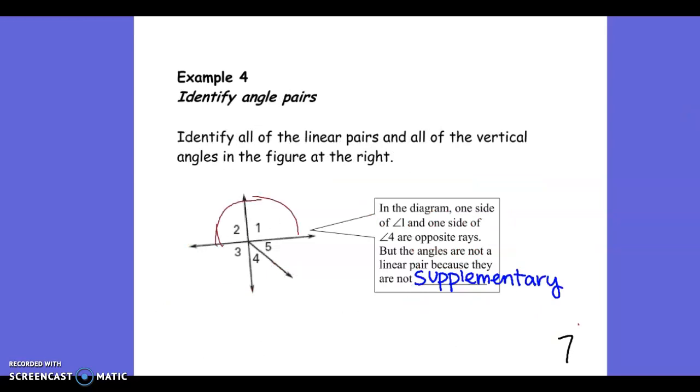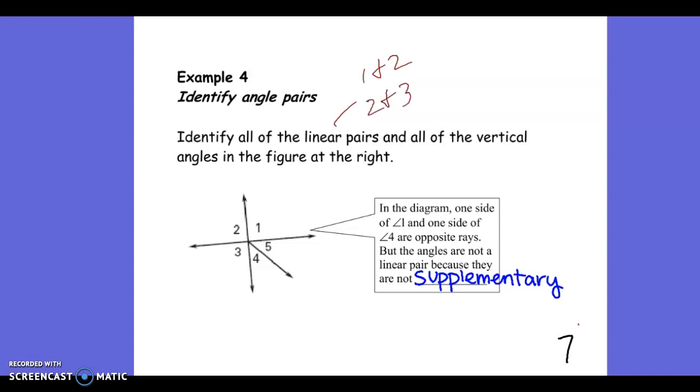So if we look for those here, I see 1 and 2. Ooh, 1 and 2. And what about 2 and 3? I know you guys are thinking that. If you were in class, you'd be yelling it out for me, and I'd be writing it on the board. So linear pairs are 1 and 2, and 2 and 3.